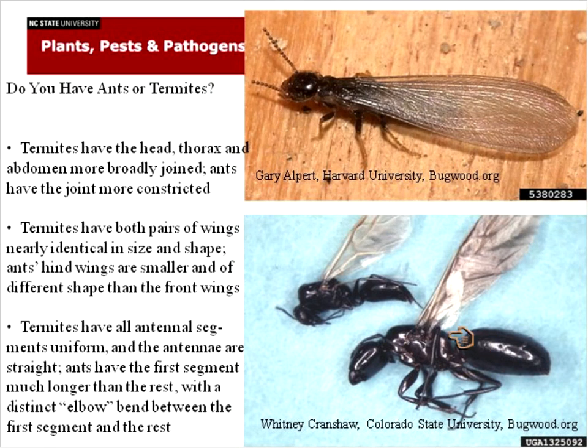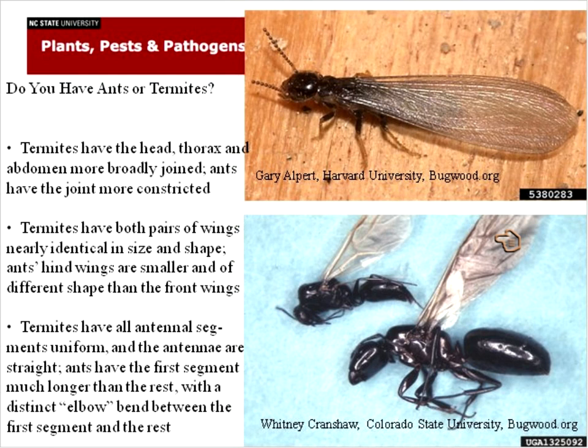So that's one feature. Another way is that both ants and termites have two pairs of wings. Termites have, this is the edge of the front wing here, and then underneath you've got the hind wing. Termites have both the front and the hind wings virtually identical in size and in shape, whereas in ants, here's the hind wing here, much smaller, and it's of different shape than the much larger front wing. So that's another way to tell them apart.